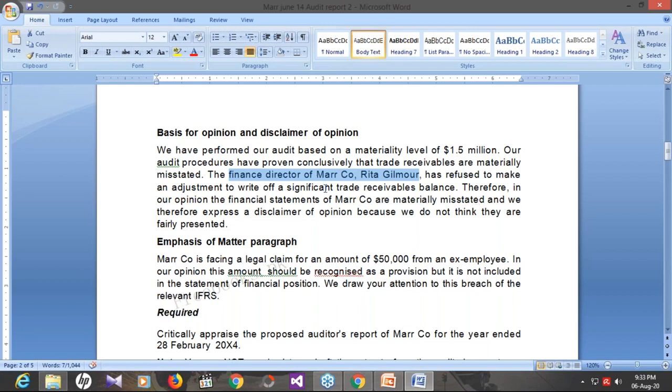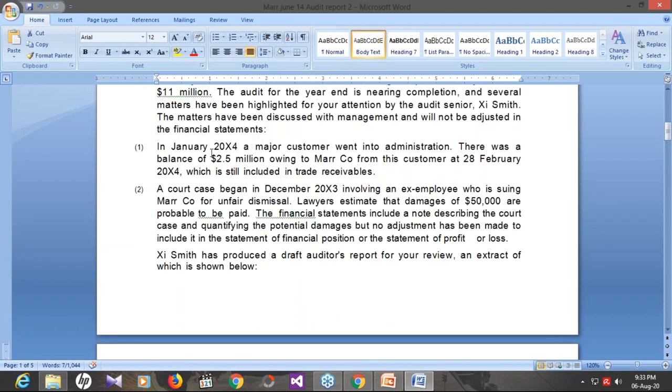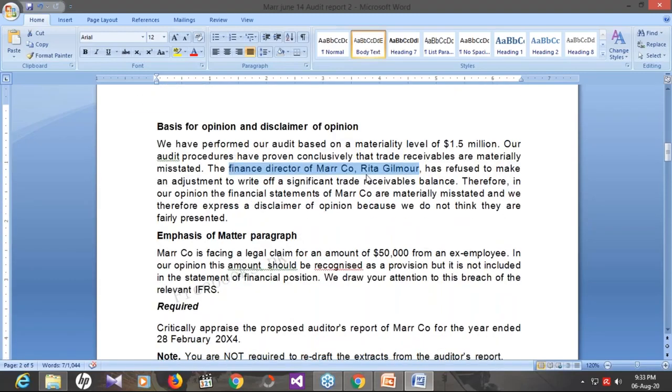First of all, there is no discussion of the relevant accounting standard. The issue was the case related to the trade receivable, so there is no discussion of receivables or the relevant accounting standard. And he has made a wrong opinion. He's saying that he's issuing a disclaimer of opinion, whereas we can see the materiality level was 1.5 million and the issue of the customer was 2.5 million. So this is material, this is not pervasive. As it is material, a qualified opinion should have been issued. So the opinion is also wrong.